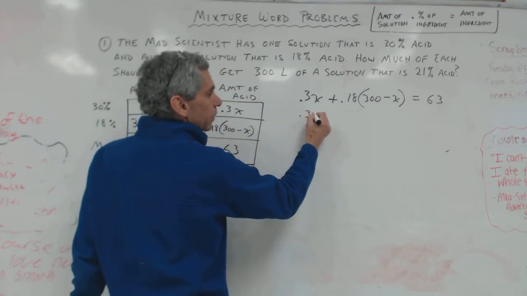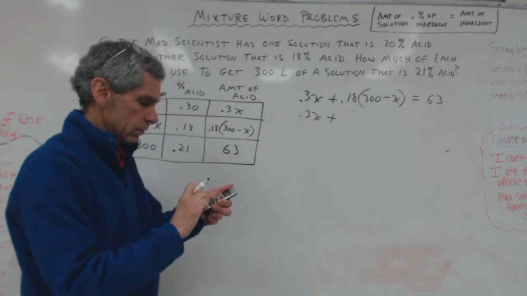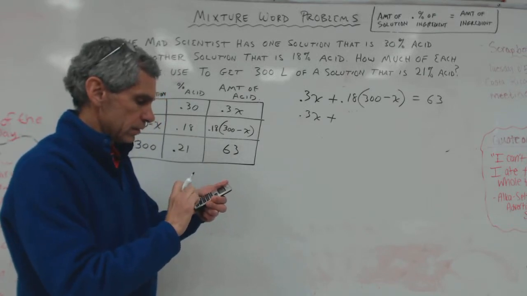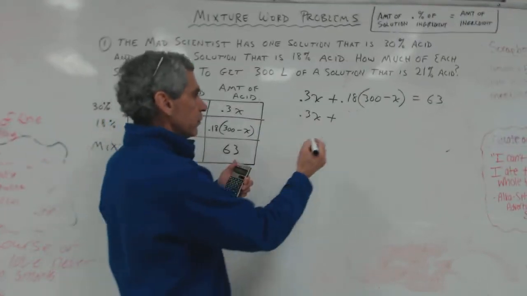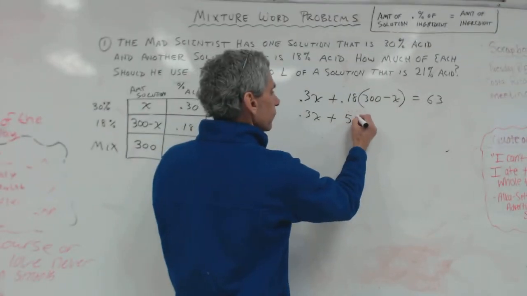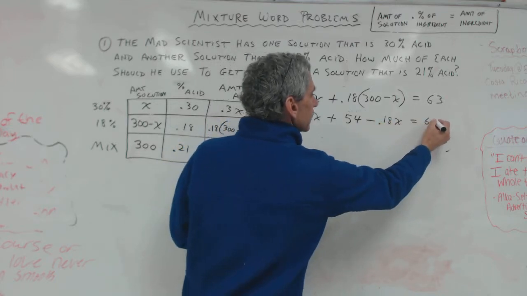So 0.3x plus 0.18 times 300 equals 54. So plus 54 minus 0.18x equals 63.